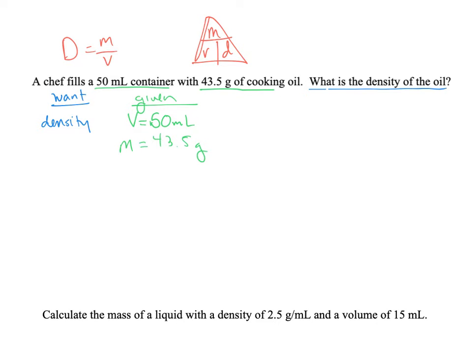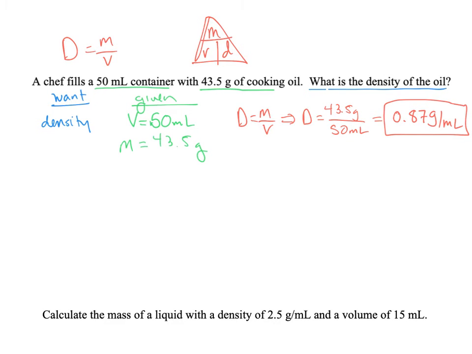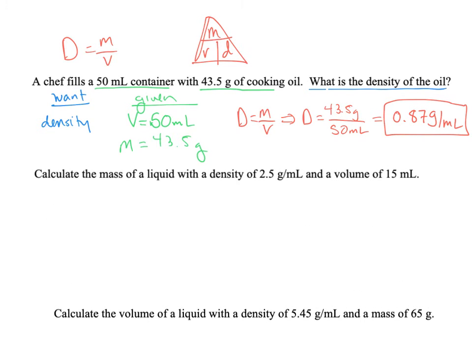All right. So then our last piece to this is for us to go ahead and do the solving. Okay. So we know that density equals mass over volume. Okay. And if I go then, that means density equals our mass, which is 43.5 grams, over our volume, which is 50 milliliters. And I do the math, and I get an answer of 0.87 grams per milliliter. All right, so that one's fairly straightforward. Let's do the next one.